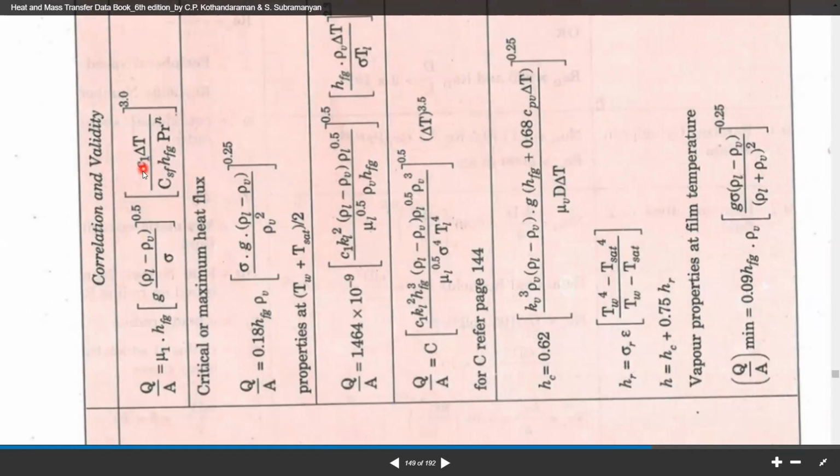Now we have already taken the C value, that is the specific heat of liquid, from the data handbook, page number 21. Delta T is nothing but the temperature difference, as I already told. It is the difference between the surface temperature and the saturation temperature, Ts minus Tsat. Now CSF.